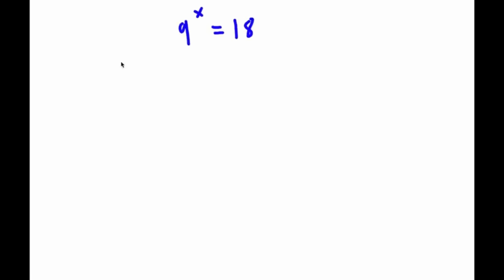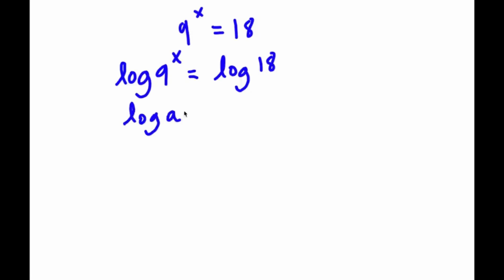Now the first thing I'm going to do is I'm going to take the log on both sides. So now I have log 9 to the power of x is equal to log 18. Now, an important property of logarithms is that, let's say we have something in the form log a to the power of b. We can actually move this exponent b to the front of the logarithm. So this is going to actually equal b times log a.